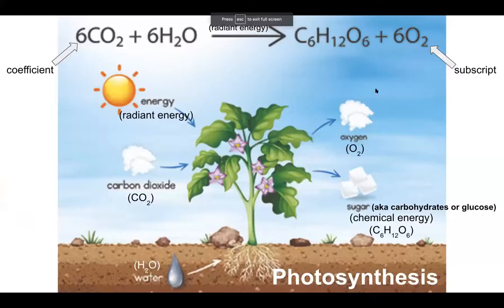What you need to for sure know is this, that during photosynthesis, a plant takes in radiant energy from the sun, carbon dioxide and water, and produces that chemical energy and oxygen for us to breathe. And then here's the chemical formula you need to know for photosynthesis.